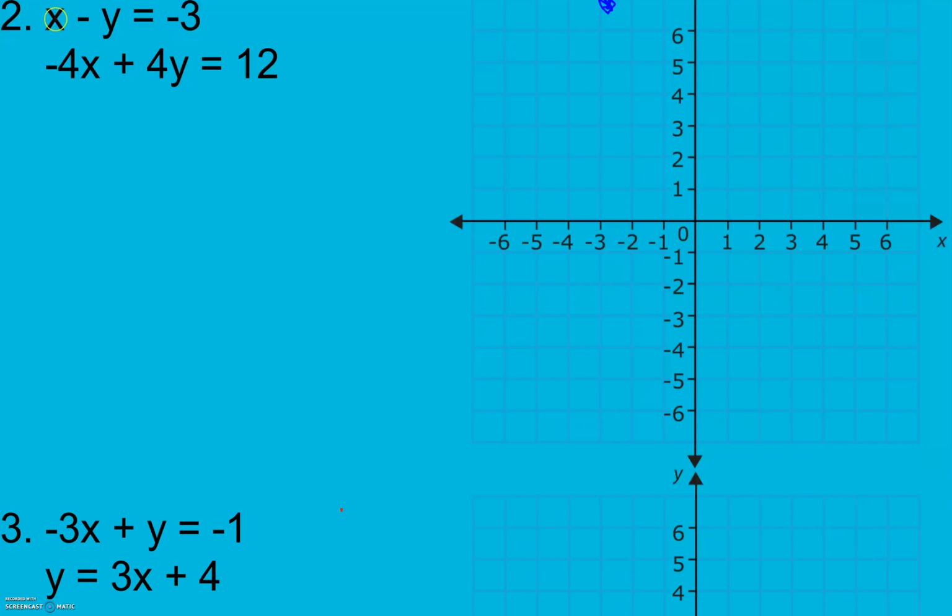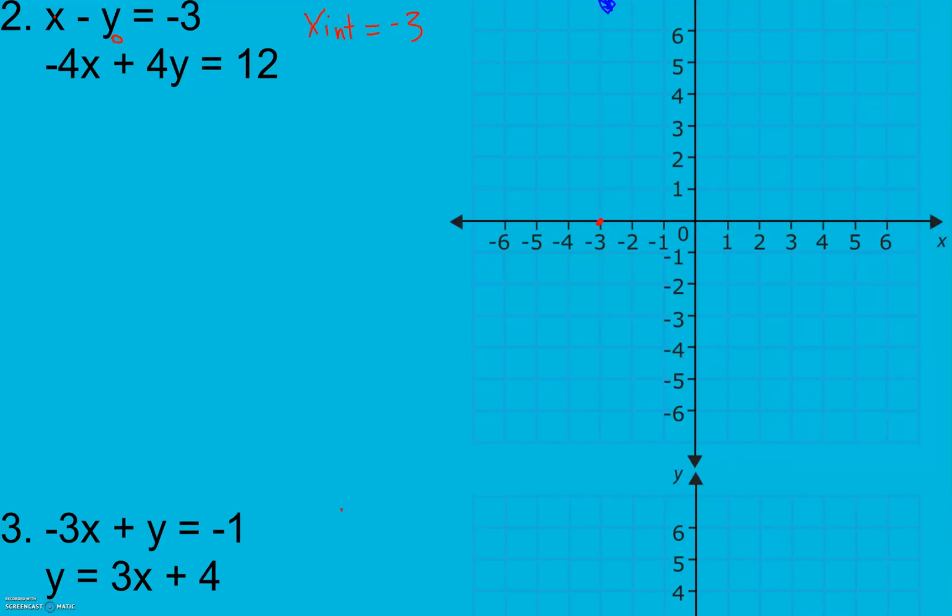To find my x-intercept, I plug a 0 in for y, because on my x-axis, my y value is 0. I only want the variable that I'm looking for as far as my intercepts go. So my x-intercept here, x minus 0 equals -3. So I cross at -3.